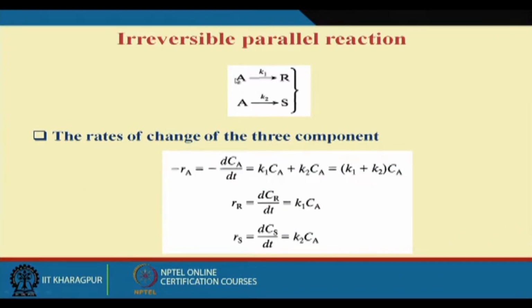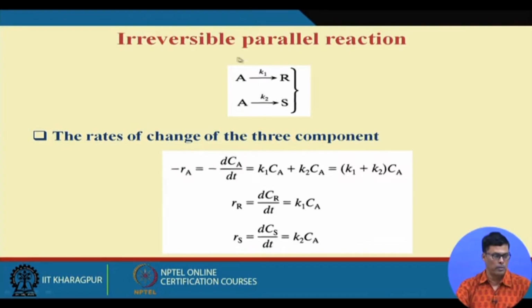Parallel reaction means that from the same substrate, we may be producing two different products, R and S. If you have these two different products, we call it a parallel reaction or side reaction. Then the rate of substrate degradation can be expressed as K1 into Ca plus K2 into Ca, and taking Ca common, K1 plus K2. Then the rate of formation of R you can always express as K1 into Ca, and the rate of formation of S as K2 into Ca. This is how we can write the parallel reaction.